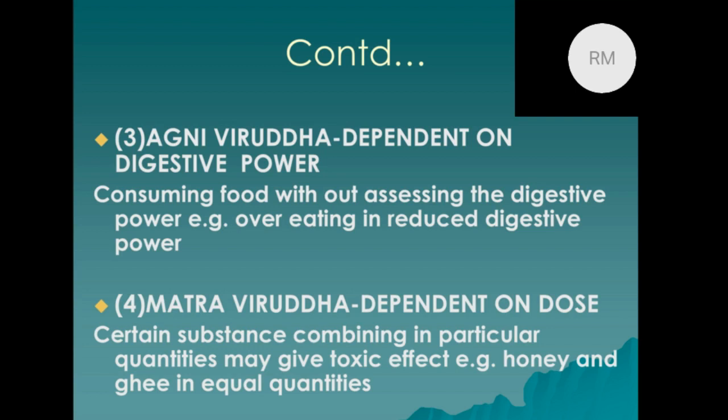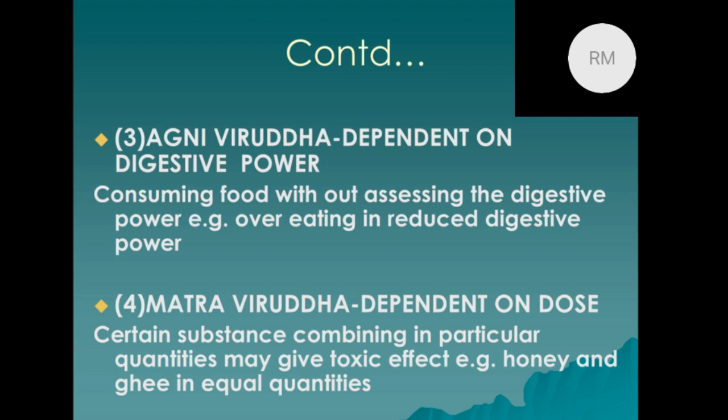So consuming food without assessing the digestive power is considered as incompatibility in terms of your digestive power. Each person should decide what to eat depending on his or her own digestive capacity, which might change during different times of the day. In the evening, many foods are to be avoided because evening is a time when your digestion is not really very strong.